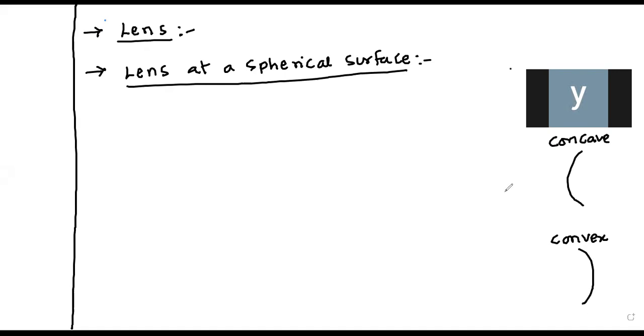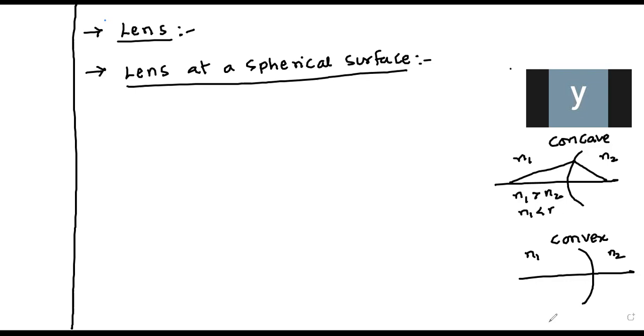Suppose let us consider a light ray is moving from here, having a refractive index n1, and this one is n2. And similarly here also the same thing, refractive index n1 and n2. Now here in the concave I will have n1 greater than n2 and n1 less than n2, and even convex also, that is n1 greater than n2 or n1 less than n2.